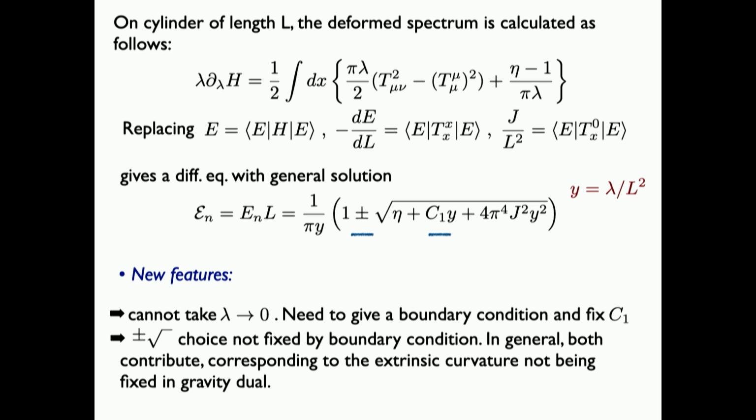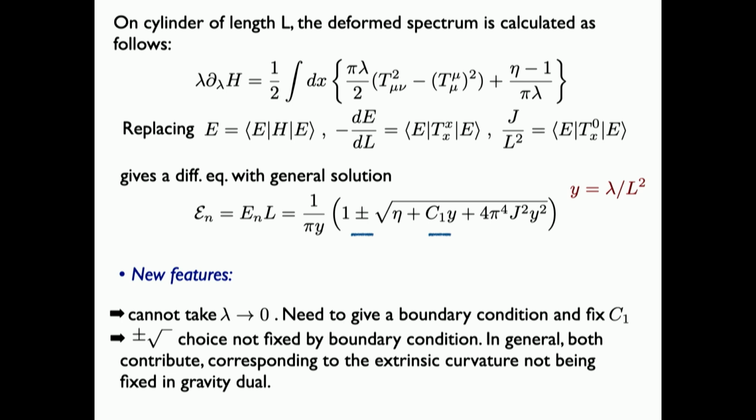So some things to highlight. This y parameter is the TTbar coupling in units of the circle radius. Okay? And then, first one gets an integration constant because it's a first order differential equation. Here it's called C1. In the previous slide, this integration constant was fixed because we required that when the TTbar coupling went to 0, we recovered the CFT energies.